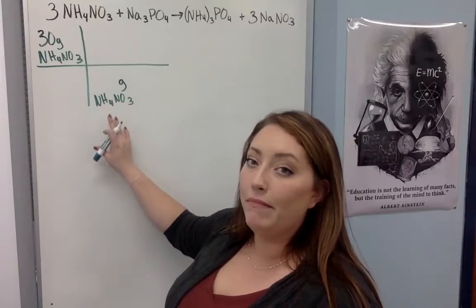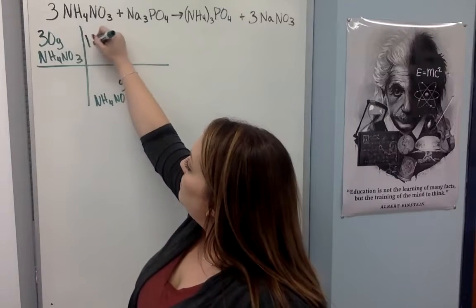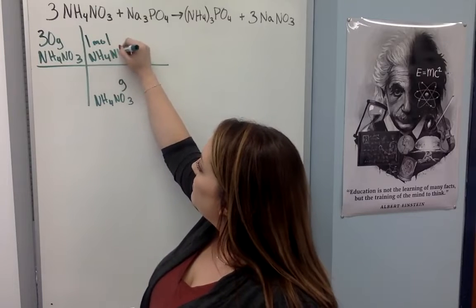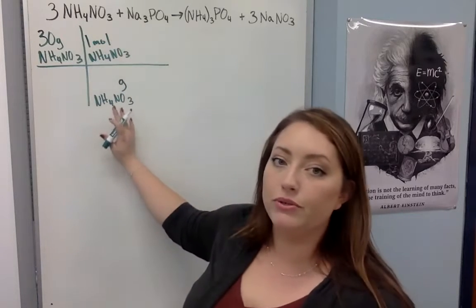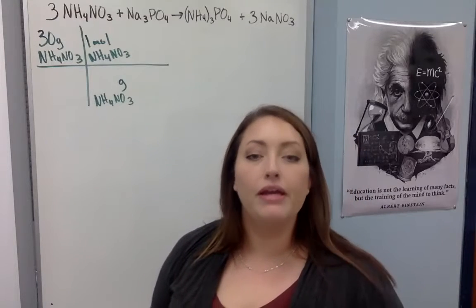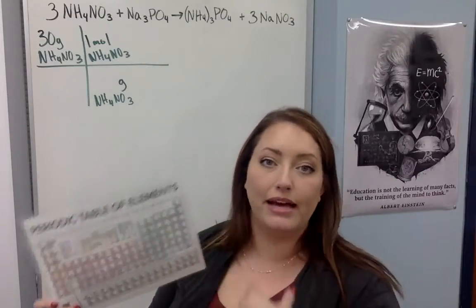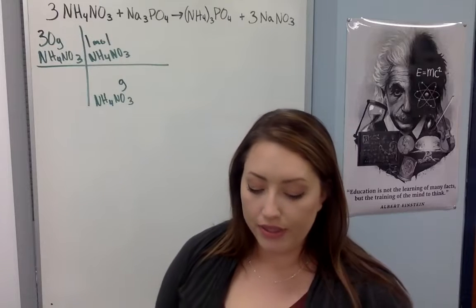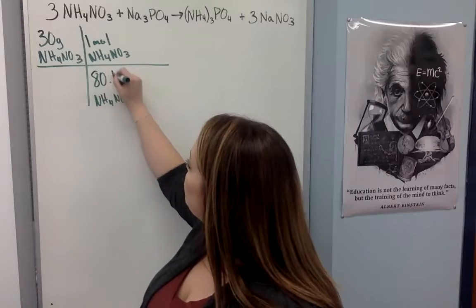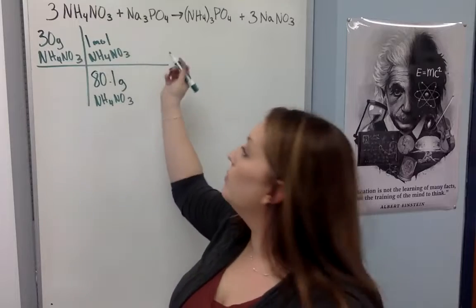So we know that the molar mass of anything is going to be equal to 1 mole. So we're just going to say 1 mole of the ammonium nitrate is equal to how many grams? So that mass, if you are having trouble remembering, you're just going to look that up on the periodic table. You're going to look up each of those masses, add them all together to get a total. So this one happens to be 80.1. Okay, so we have 80.1 grams of ammonium nitrate is equal to 1 mole.